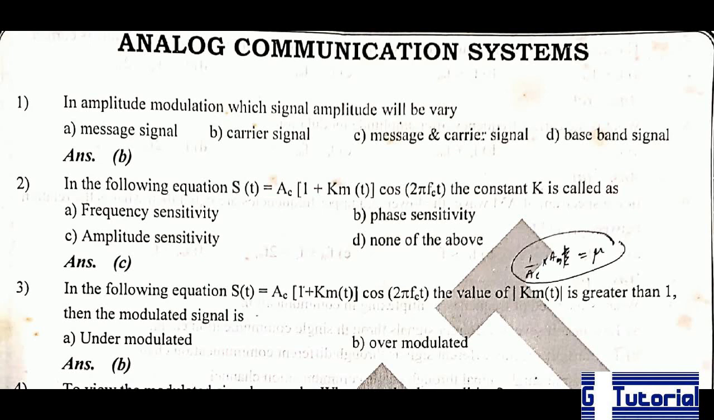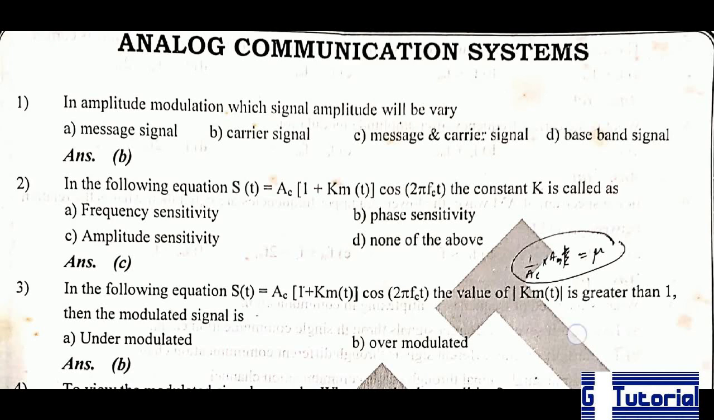Next question. In the following equation, s(t) = Ac[1 + k m(t)] cos 2π fc t, the constant k is called. So it is clear that this is the equation of amplitude modulation, and so here the constant term k denotes the amplitude sensitivity.